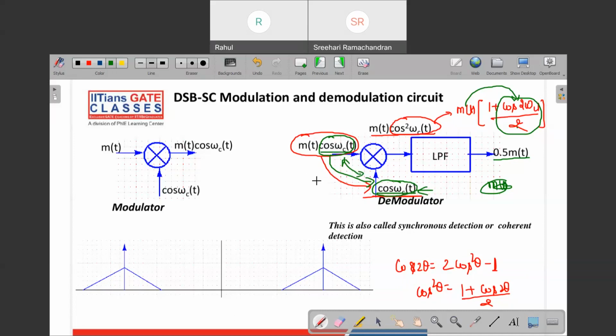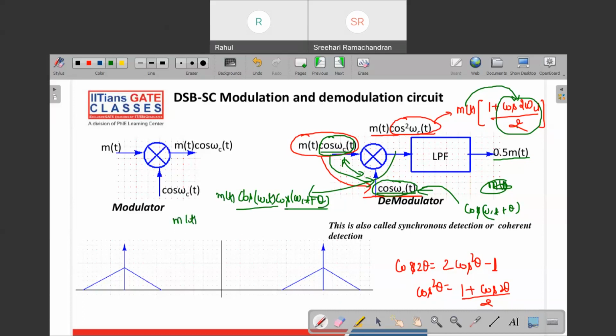Okay. Now let's see what happens if they are not in phase with each other. So let's say this input signal is m(t) cos ωct, but this signal, instead of cos ωct, is cos(ωct + θ). Okay. So at the output of this multiplier, you'll get m(t) cos ωct into cos(ωct + θ). Okay. This is the term you will get. Now here you can apply the cos A into cos B formula. Okay. Once you apply this cos A into cos B formula, this is how it is going to look.